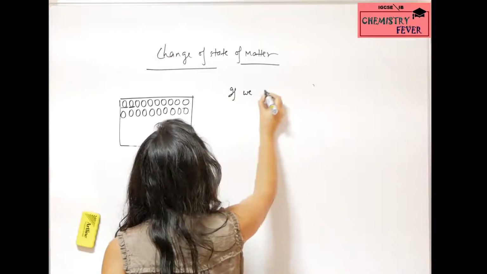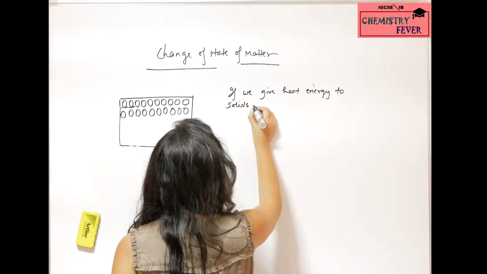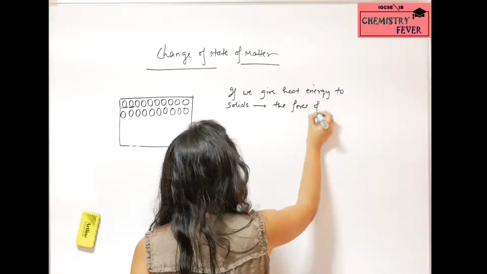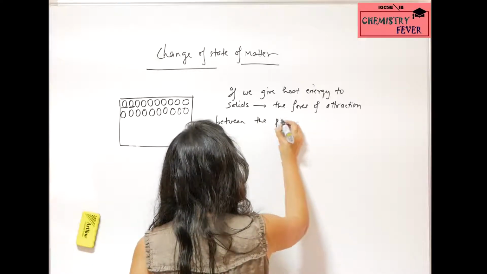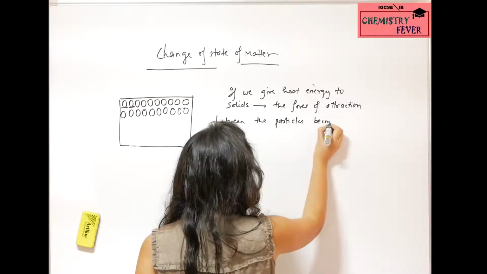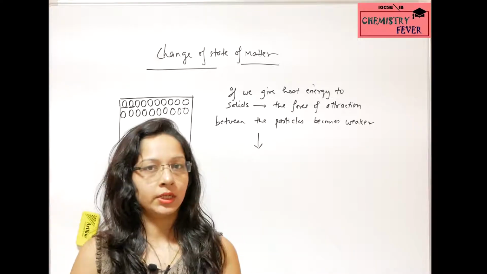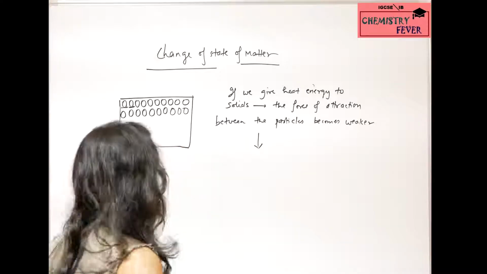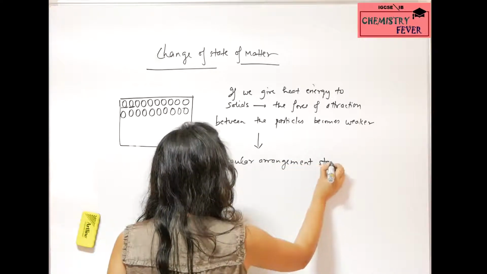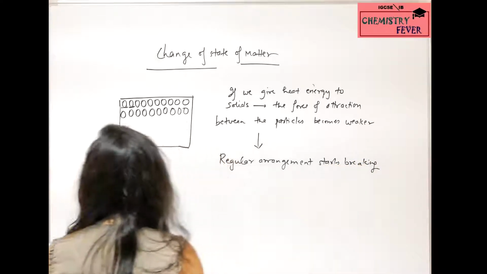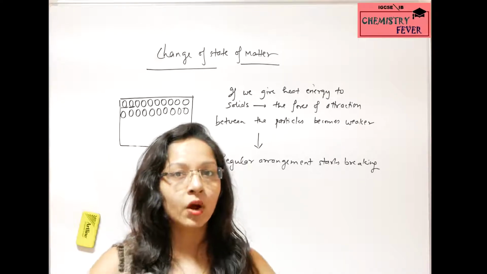So if we give heat energy to solids, then the force of attraction between the particles becomes weaker. If the force of attraction becomes weaker, it means the regular arrangement in the case of solids will start to collapse or break down. The regular arrangement starts breaking. It means the particles will start moving away from each other.